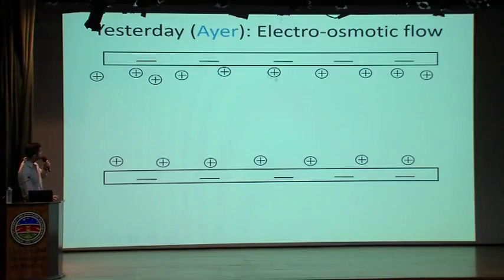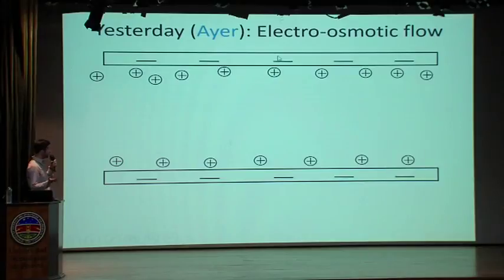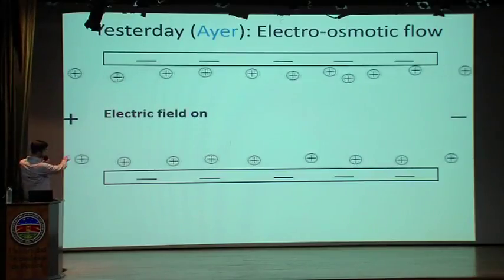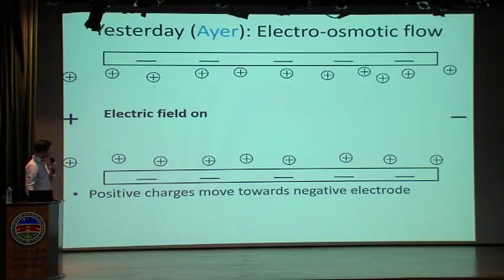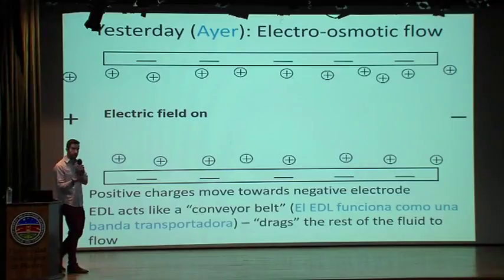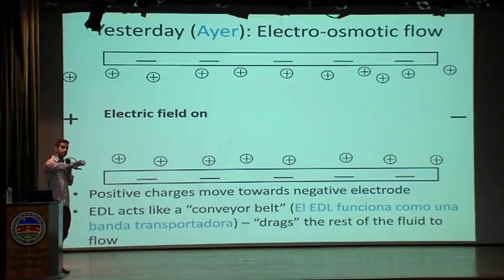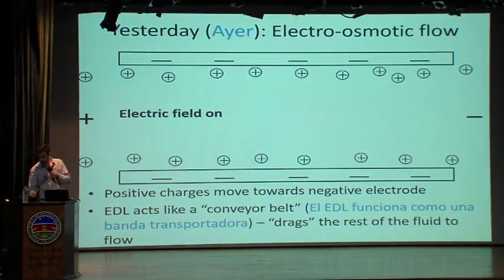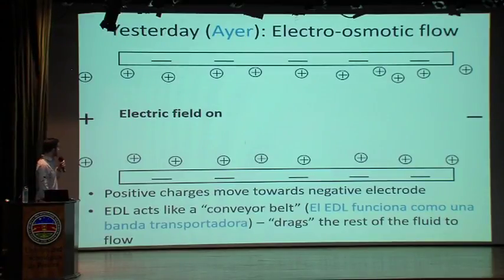attracts some ions from the solution that come very close to the charged surface and form what's called an electrical double layer. Now, when I apply an electric field along the channel, the ions move, and in doing so, they act kind of like a conveyor belt that sort of drags the rest of the fluid into motion.